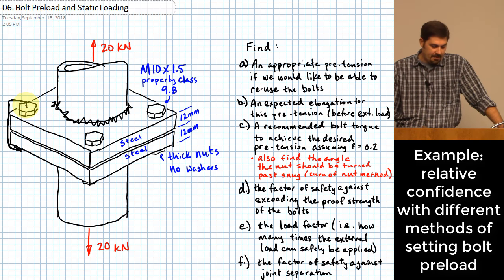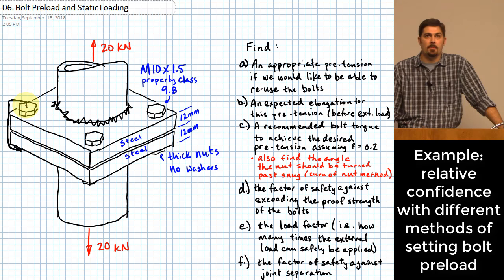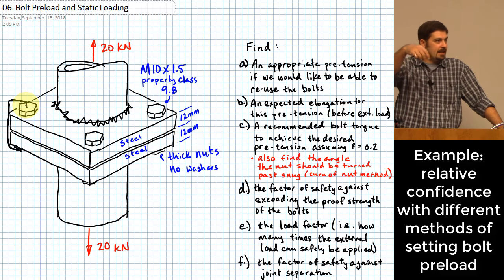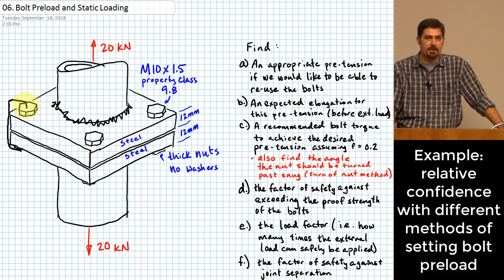The downside of that method is that it's essentially impossible to do if you have what's called a blind hole. A blind hole is one where you don't have access to the hole in which you've installed the bolt, and so you can't get a tool on the back side to be able to do a direct elongation measurement.